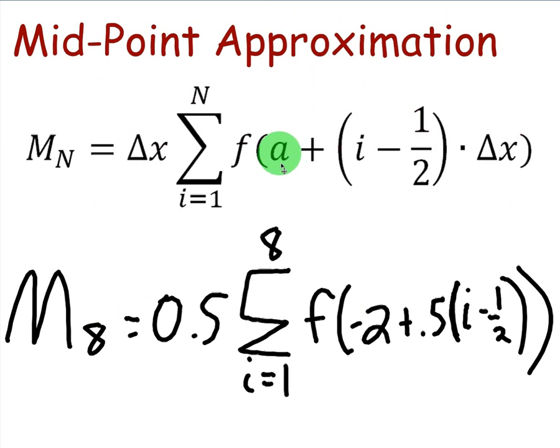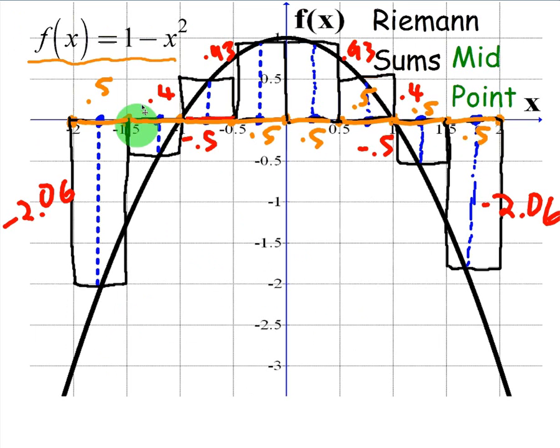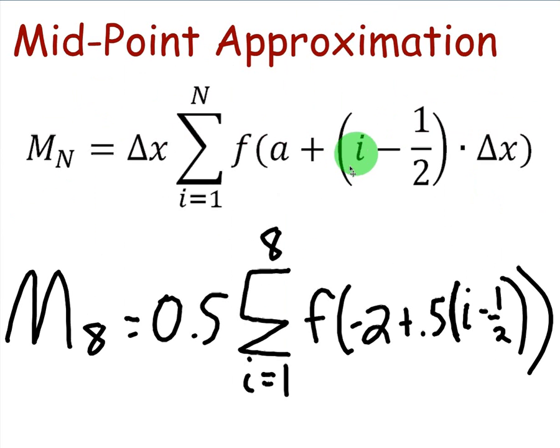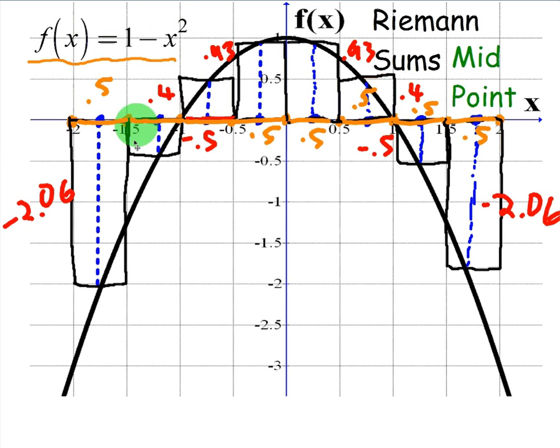Well, you're still starting with a. However, instead of doing a plus i times change in x like we did with left and right, we have to subtract 1/2 from the counter. And that's because if we just did a plus 1 times 0.5, it would give you negative 1.5, but that won't work. We have to do negative 1.75.